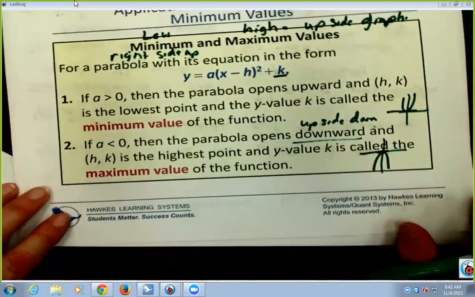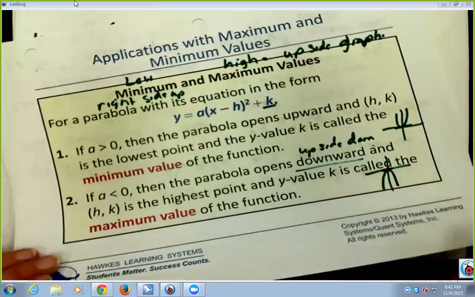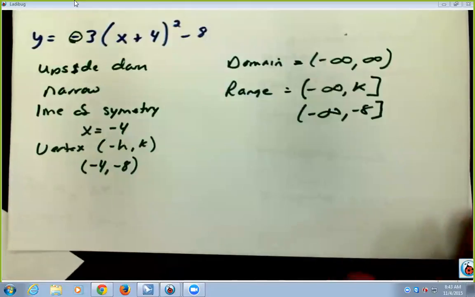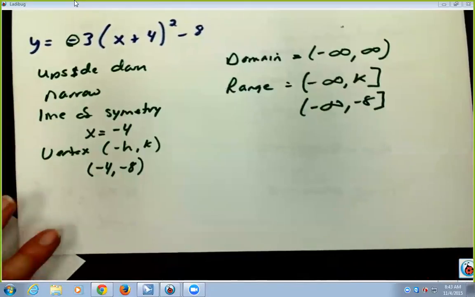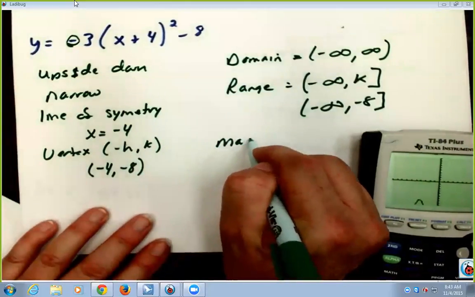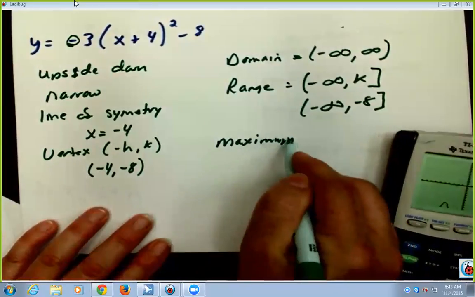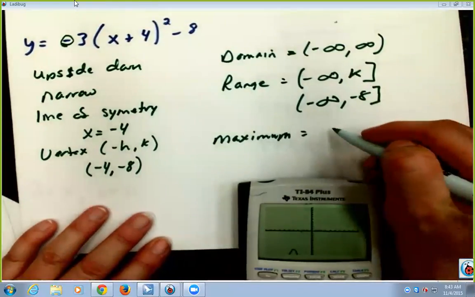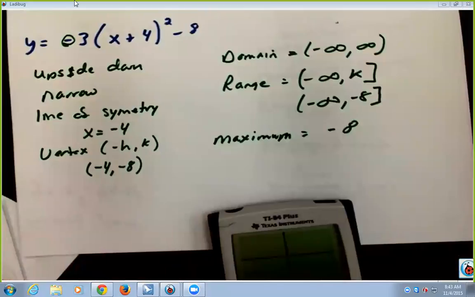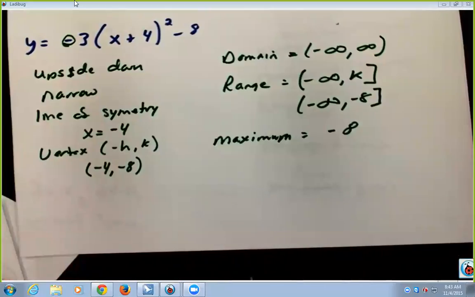So now if we go back and take a look at that last problem that we just did, and we put that in there, let's see if we can find our max. Is it going to be a max or is it going to be a minimum? When I look at my graph, it's upside down, so it's going to be a maximum. The maximum is at -8. So it's a maximum of -8. So now we got it all. We got every piece that we can possibly come up with.